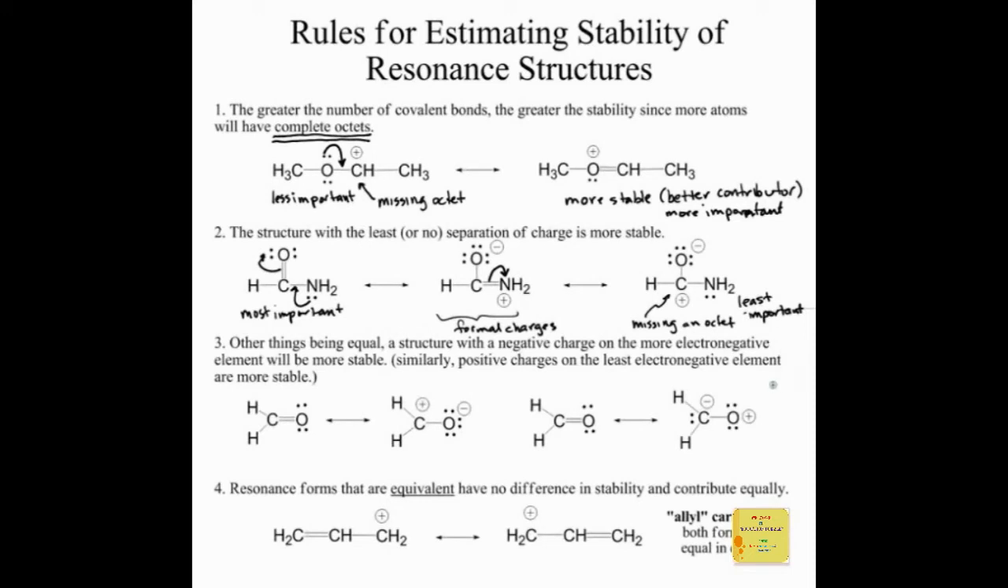Okay? Our third rule is that all other things being equal, a structure with a negative charge on the more electronegative element will be more stable. And similarly, if we have a positive charge that we're delocalizing, positive charges on the least electronegative atom will be more stable. So for example, when we look at this carbonyl, a C=O double bond is called a carbonyl, we can pick this pi bond up and move it to the oxygen to give a C plus and an O minus. Or we could pick this pi bond up and move it to the carbon to give a C minus and an O plus.